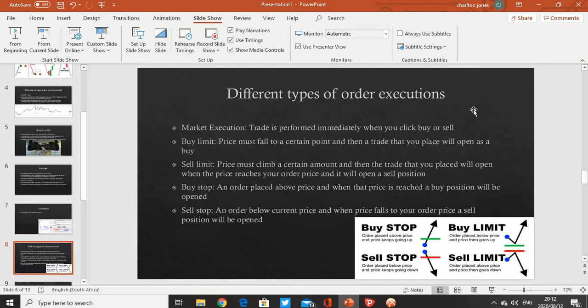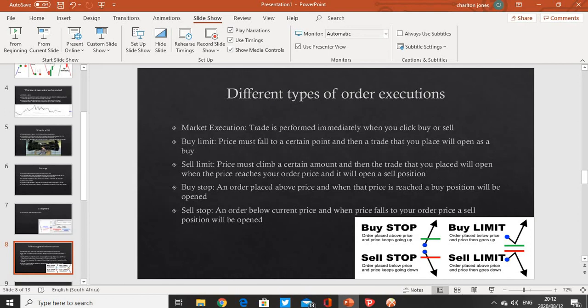Okay, so you get different types of order executions. Market execution: when you click buy or sell, the trade is immediately performed, so you're in the market immediately. Now you get orders. The first one is a buy limit. Price must fall to a certain point where you put your buy limit in at that price, and then the trade that you place will open as a buy. Now a sell limit: price must climb a certain amount, and then the trade that you place will open when the price reaches your order price, and it will open a sell position.